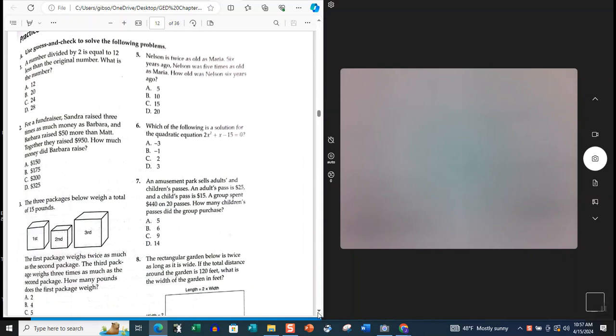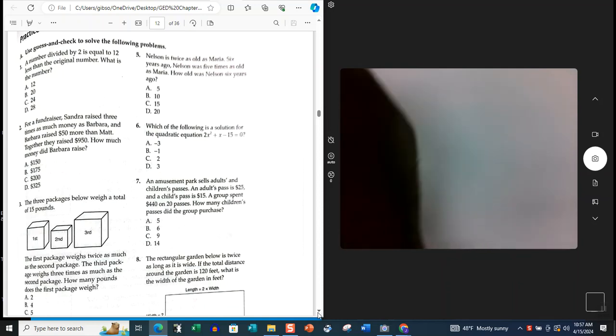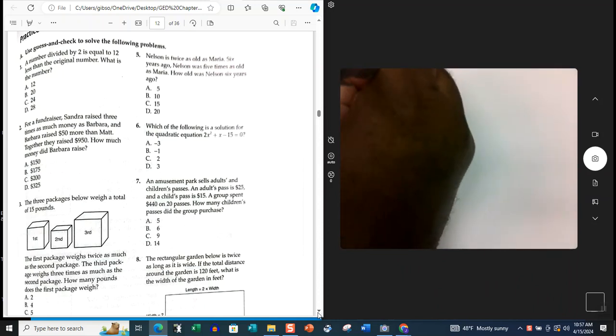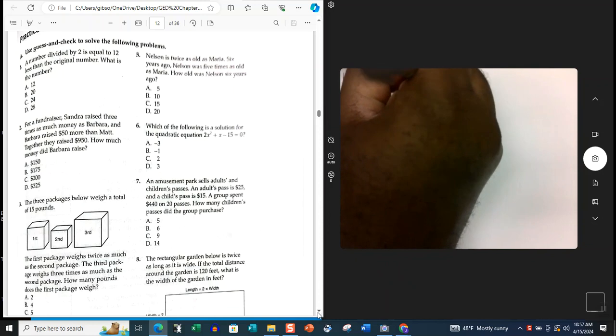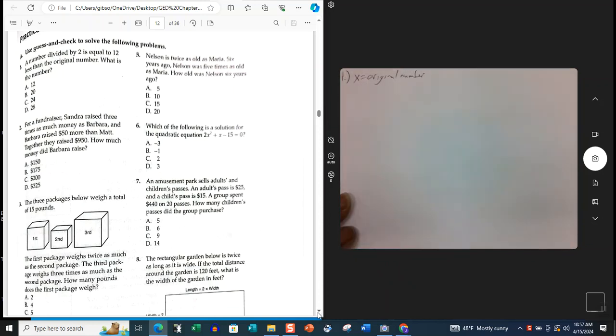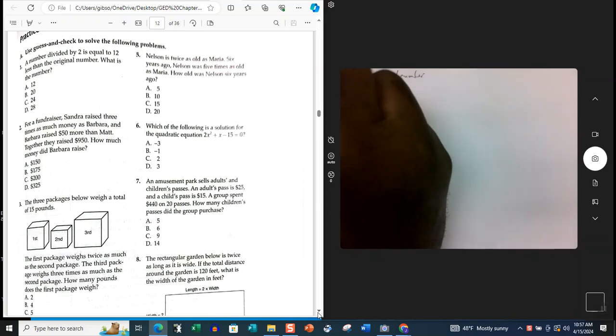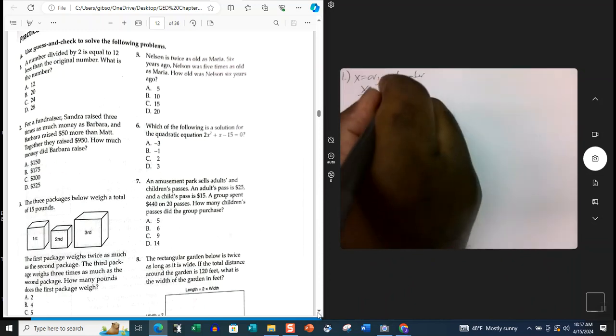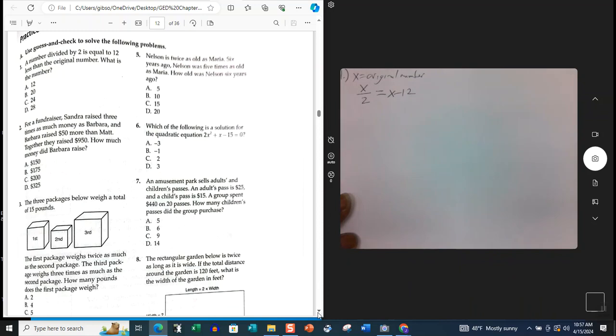Okay, number 1, it says a number divided by 2 is equal to 12 less than the original number. What is the number? So with number 1, we will say x is the original number. Now we can use any variable, but I'm choosing to use x. So a number is x, divided by 2, is equal to 12 less than the original number. So 12 less than the original number would be x minus 12.